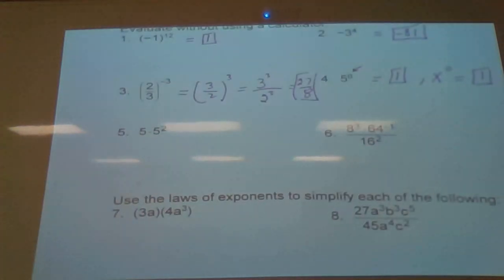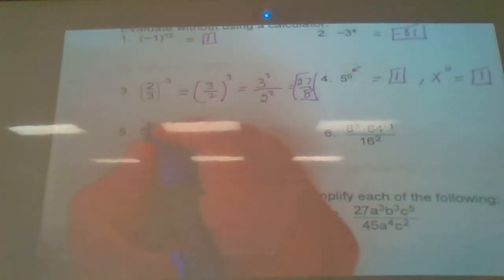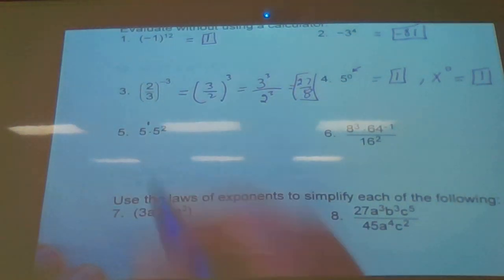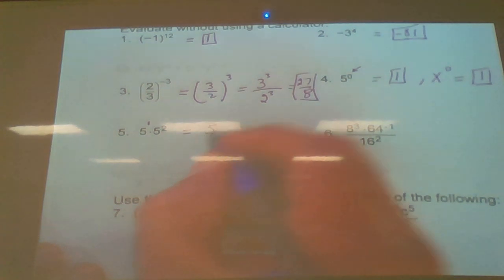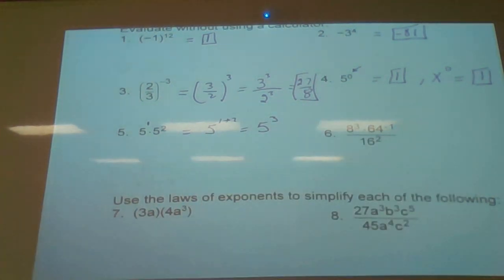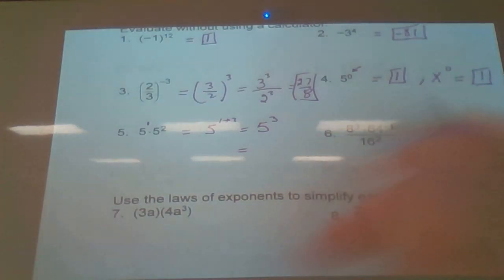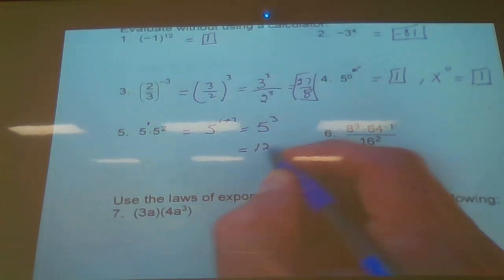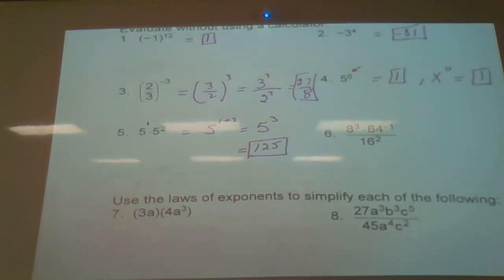For number 5, I'm going to use that first property. Same base, we're going to combine these exponents. So that will give me 5 to the third power. And you can multiply 5 times 5 times 5 and get the answer.